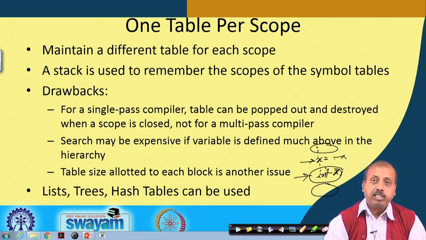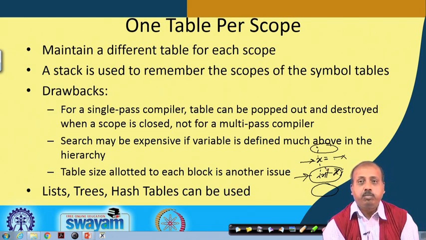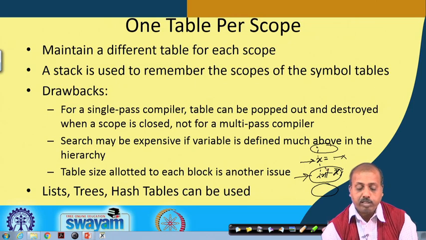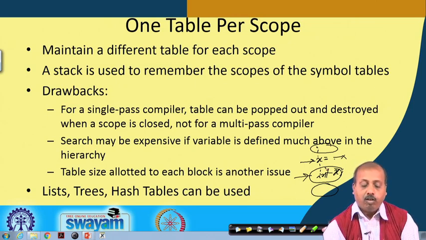So, in case of a single pass compiler, as soon as we are through with the procedure, we can forget the corresponding symbol table. It can be popped out and destroyed. However, for a multi-pass compiler, that is not the case, because now we have to remember all the individual symbol tables that we had made. As a result, search may be expensive if a variable is defined much above in the hierarchy.